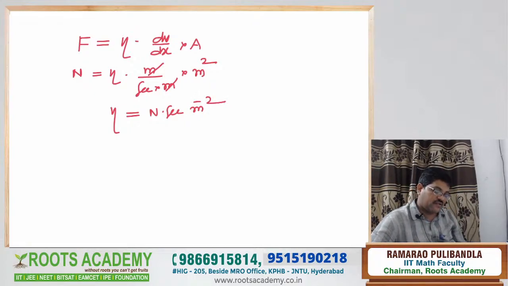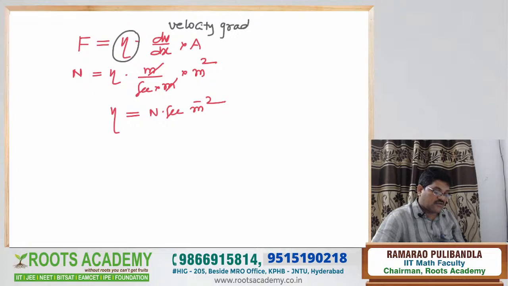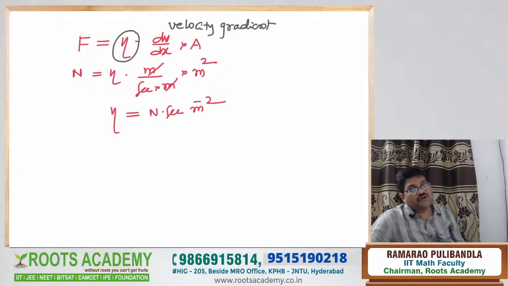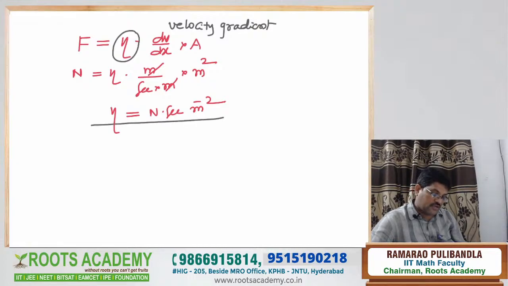Now repeat once again. Force is equal to eta, the coefficient of viscosity, into dV by dx, which is called the velocity gradient, and A means area of the liquid contact. Force means newtons. Velocity means meters per second. dx means change in the length of the liquid. Area means meters square. Cancelling, you get Newton second meter power minus 2.